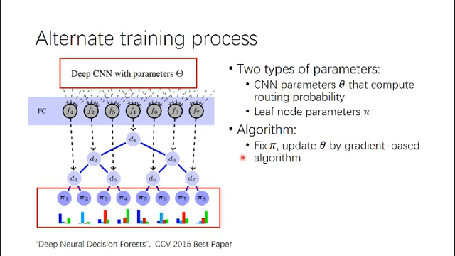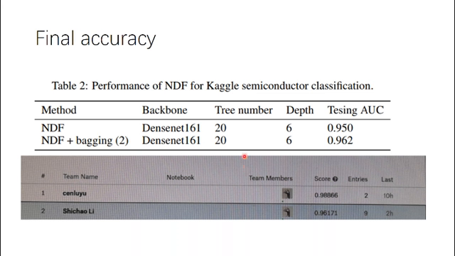During the training, we first fix pi and update theta by a gradient-based algorithm, and then we fix theta and update pi by finding the global minimum of the loss function. We achieved high accuracy using neural decision forest for the in-class Kaggle competition.